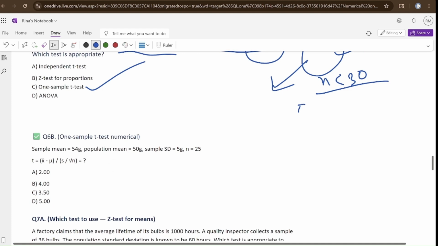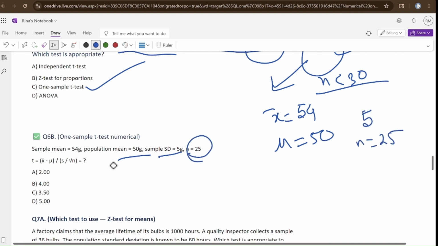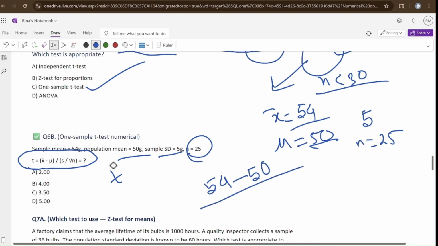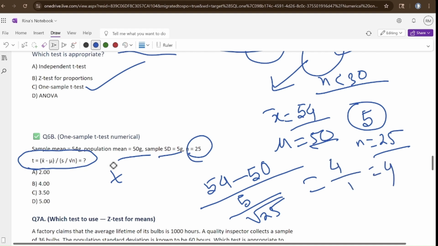See, sample mean is 54. Sample mean is denoted by x bar. Population mean is 50. Sample standard deviation is 5. And sample size is n equal to 25. Now you have to calculate t. So the formula is x bar minus mu divided by s by root over of n. So sample mean 54 minus population mean 50 divided by standard deviation 5 by root over of sample size 25. 54 minus 50 is 4 divided by 1, so ultimately 4.